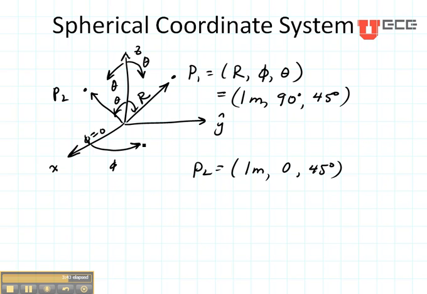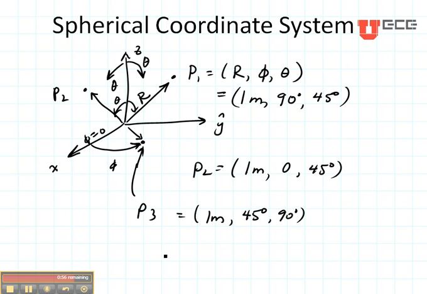Let's choose one more point. Let's choose this value right here, P3, that's down in the xz plane. In that case, it looks like its r value, again, is 1 meter. Its phi value is about 45 degrees. Its theta value is 90 degrees.